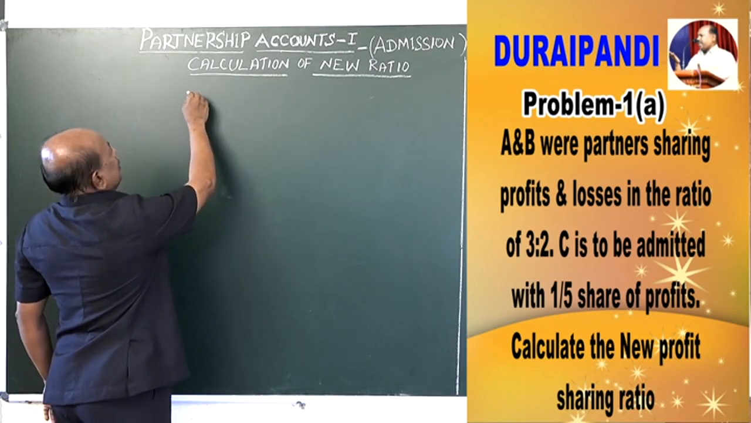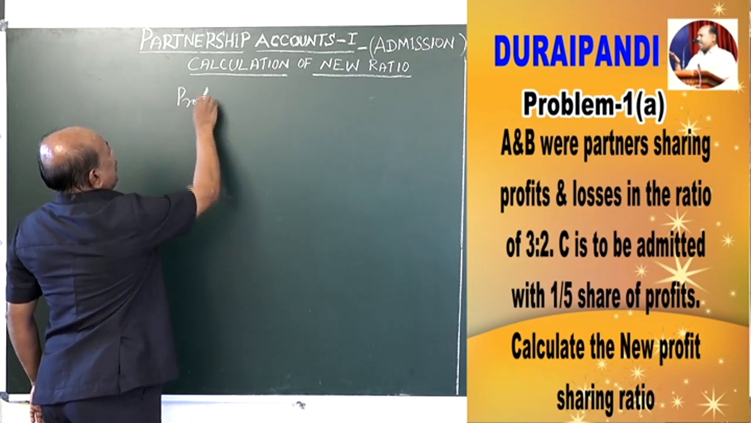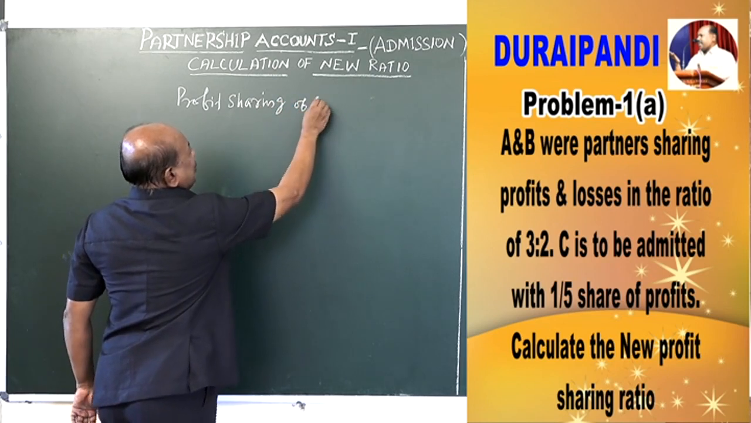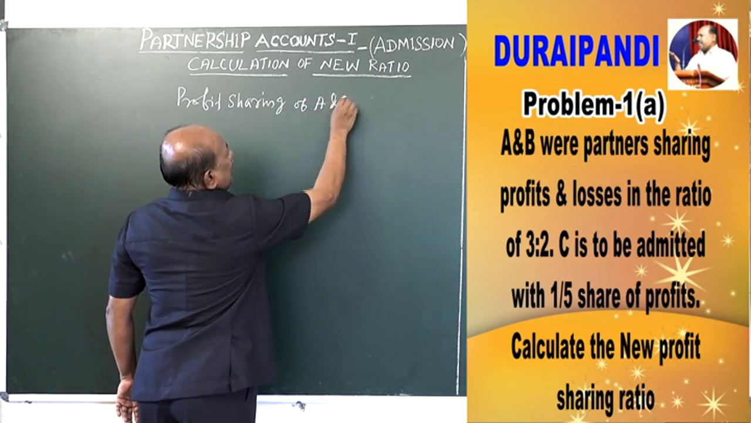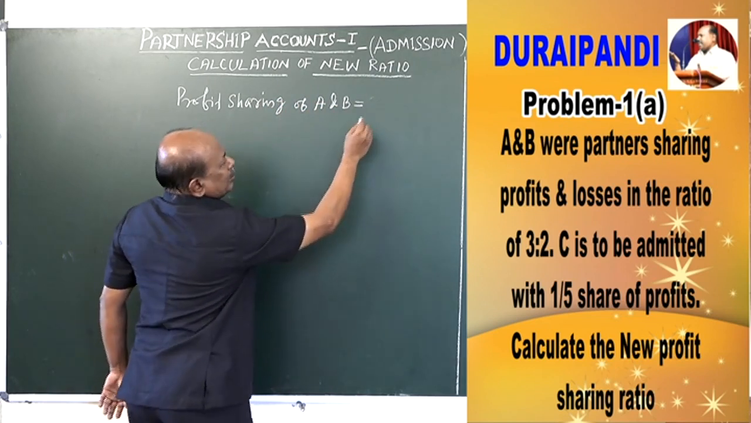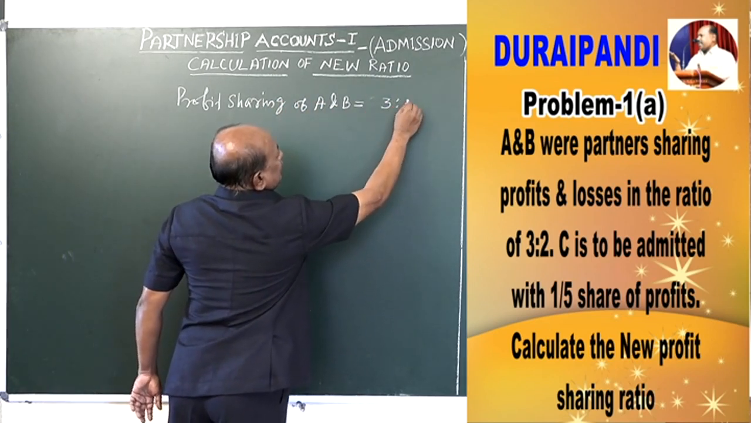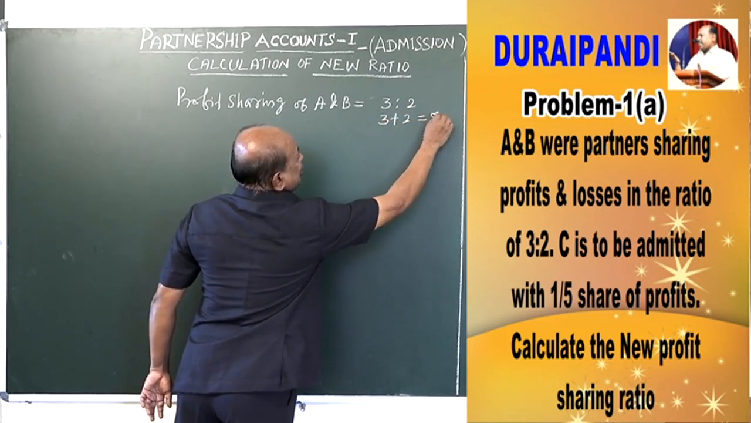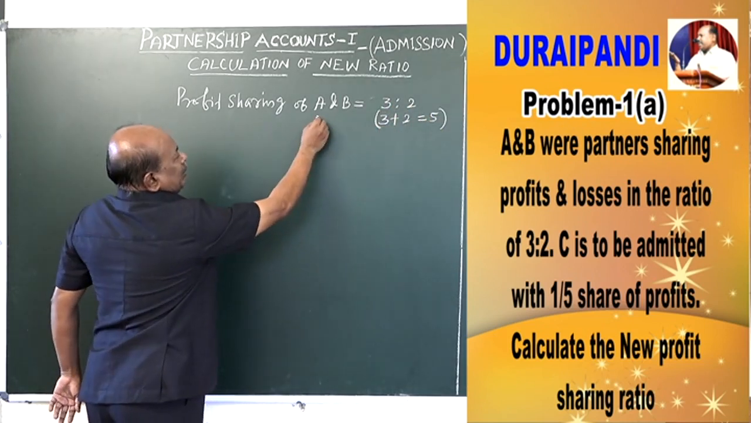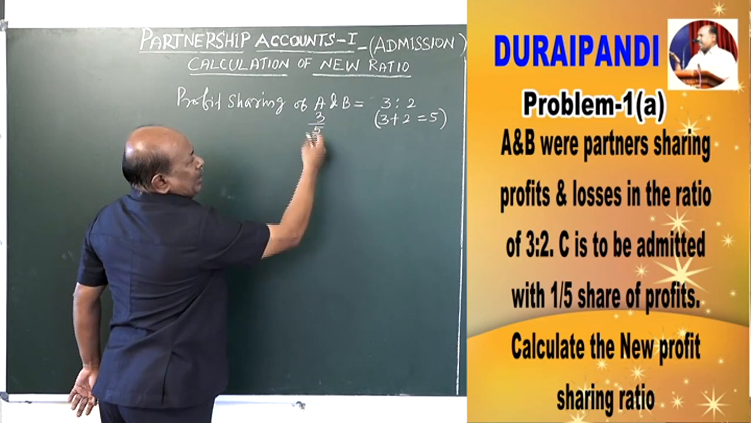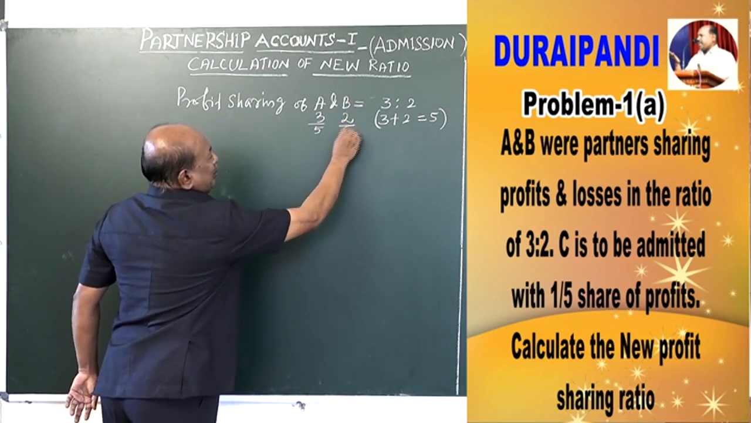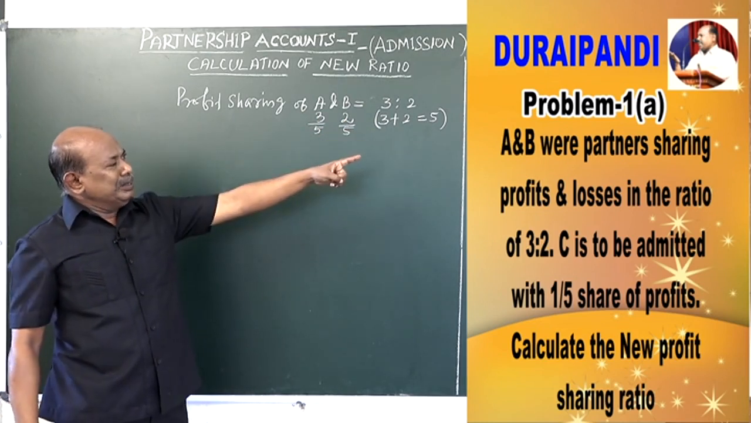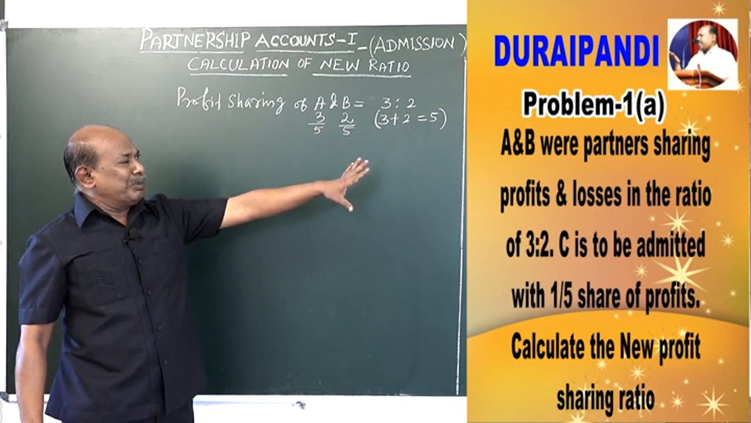First, the profit sharing of A and B is 3:2. That is 3 plus 2 equal to 5. Here 3 by 5 for A, 2 by 5 for B. That is the old ratio between A and B. Now C is to be admitted with 1/5 share of profit in the firm.